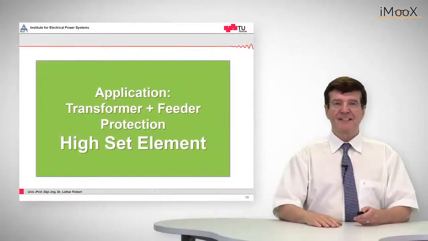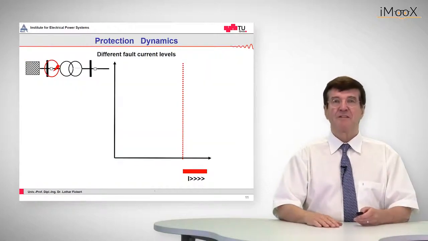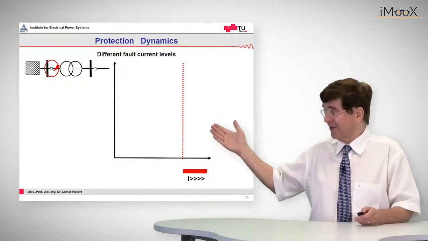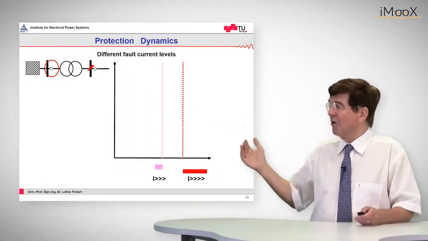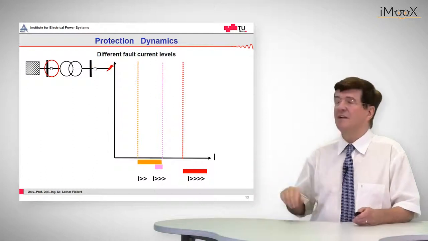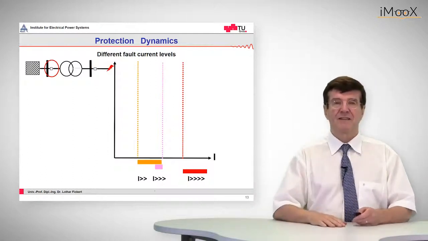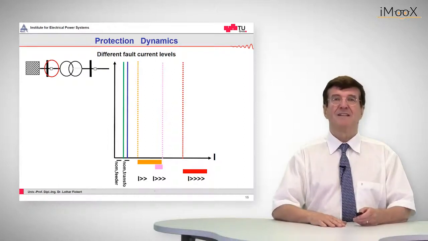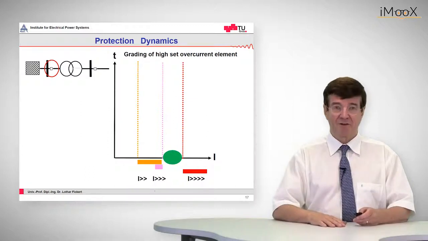First, let's look into the high set element of the transformer protection. So we have different fault current levels. The highest one, of course, is the fault current level upstream of the transformer. The lower one is downstream at the busbar, for example, and the lowest one is the fault current level at the end of the longest feeder. Also, for the sake of completeness, we should put in the nominal currents of the transformer and of the feeder. And now let's see how to set the high set element of the transformer protection.